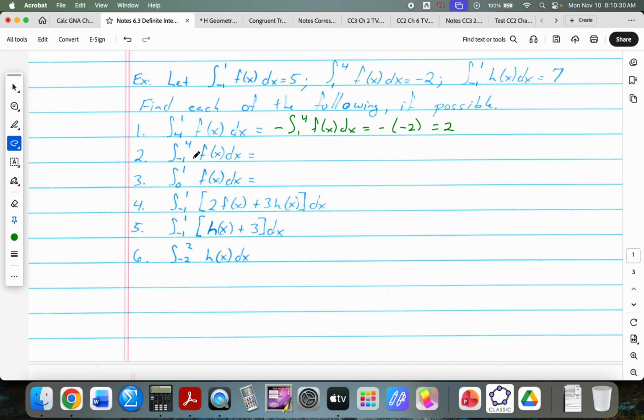What about the integral from -1 to 4 for f of x? Well, I know the value of the integral from -1 to 1 and the value of the integral from 1 to 4, so I should be able to just add those two together. So this would be the integral from -1 to 1 of f of x dx plus the integral from 1 to 4 of f of x dx. So that'll be 5 plus -2, which is 3.